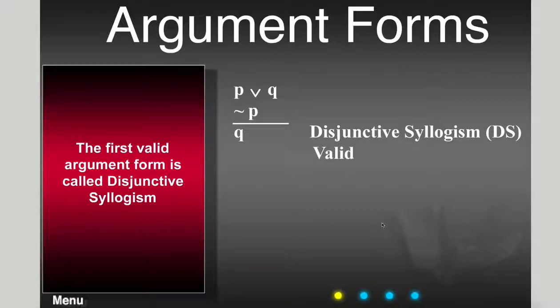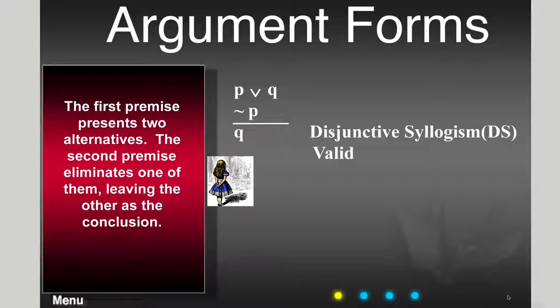Okay? So the disjunctive syllogism is always valid, P or Q, not P, therefore Q. If these premises are true, the conclusion is always true, right? Because if this is true, then one of them has to be true. If not P is true, Q has to be true in order for this to be true. This will be one of the lines on a truth table, but you don't have to do a truth table. You simply have to memorize that if you see this form, it's a valid argument form. Okay? So the first premise presents 2 alternatives. The second premise eliminates one of them, leaving the other as the conclusion.